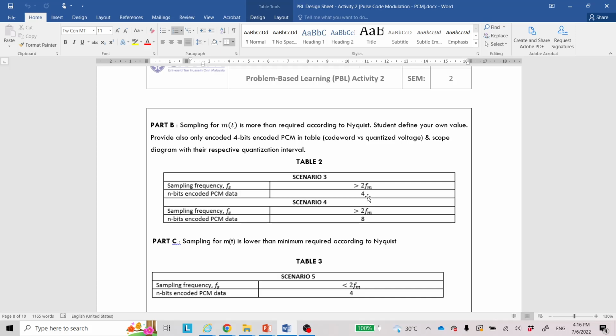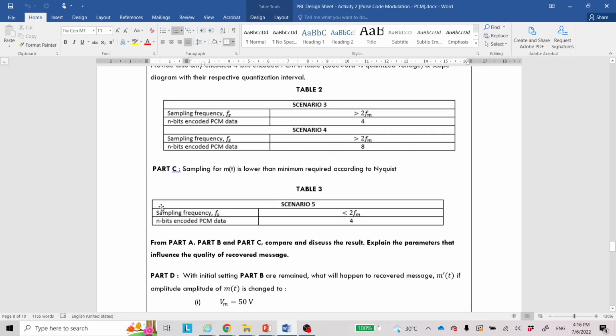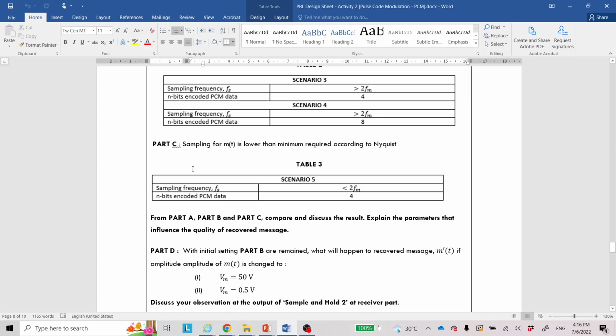Okay, that's part B. And part C, we want to see what happens if we sample less than 2 FM. What happened? We are sampling less than 2 FM using 4 bit. So what is the output of the transmitter and what is the output of the receiver? This time we want to see what happens to the signal if we sample less than the Nyquist rate.